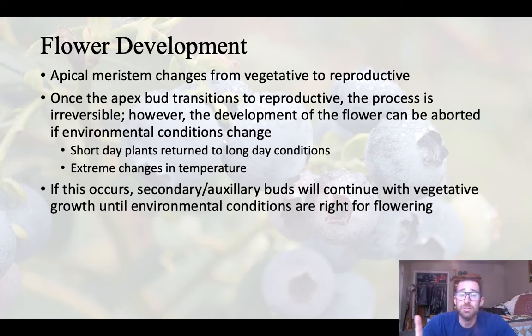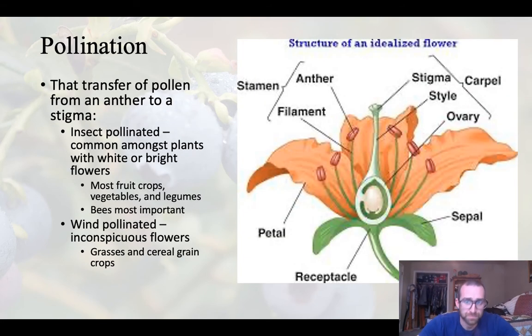Now, if this occurs, you will have secondary or axillary buds that will continue with their vegetative growth until those conditions become right again for flowering. Easy. Flower development. Let's take a look at pollination. Now, again, we've looked at pollination already, so this isn't anything new for you guys.